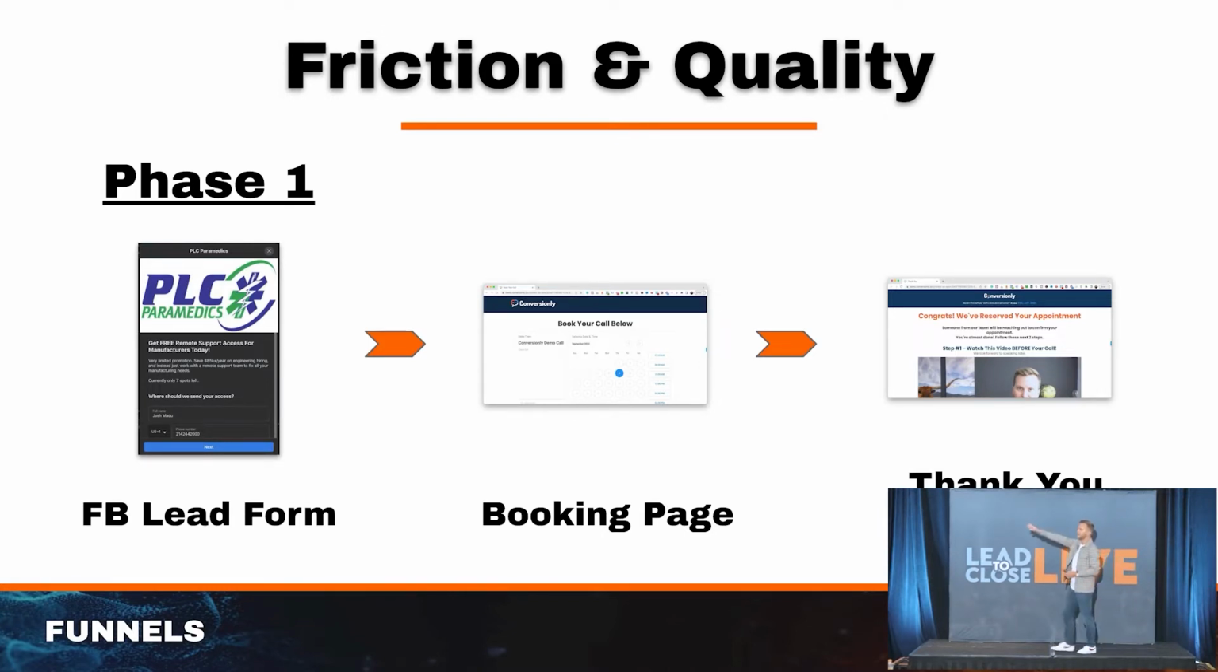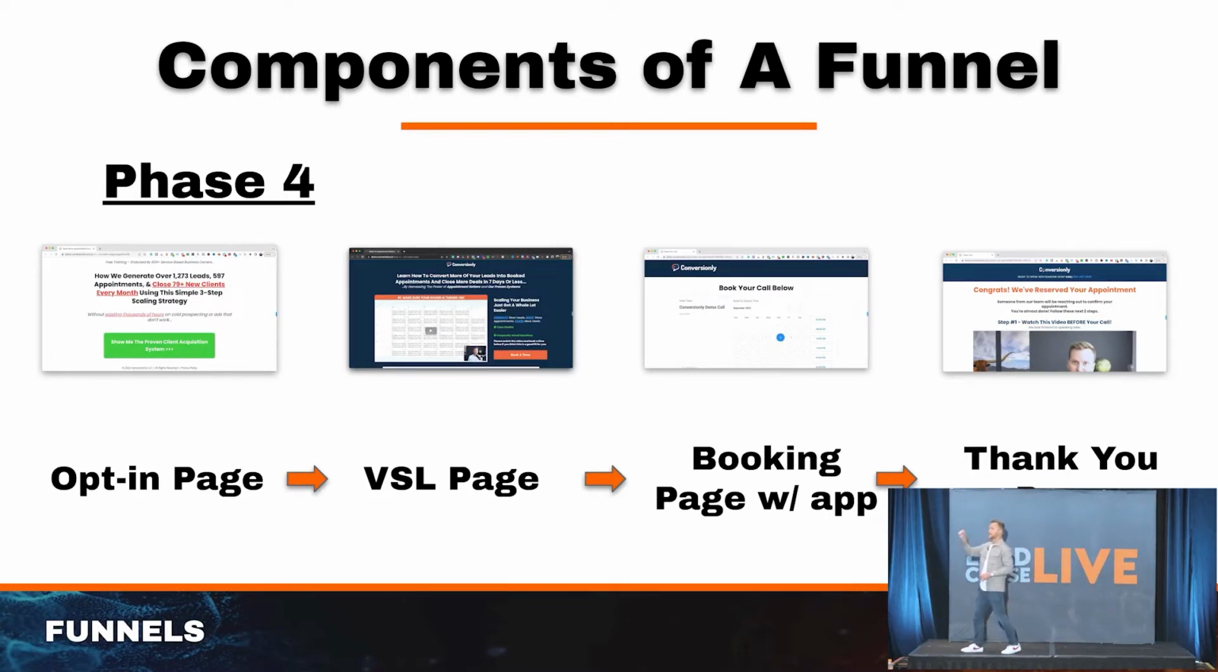If we go all the way to phase 4, that's probably something like an opt-in page that makes them enter their information. And then it goes to a VSL, a pretty built-out VSL. Essentially what that page is doing is disqualifying the people who aren't good fits, right? And just further qualifying the people who are. And then from the VSL, they click another button, and then they go book a time. And then you can add an application. So our application is like 10 or 13 questions long. And every single step there is adding more friction.